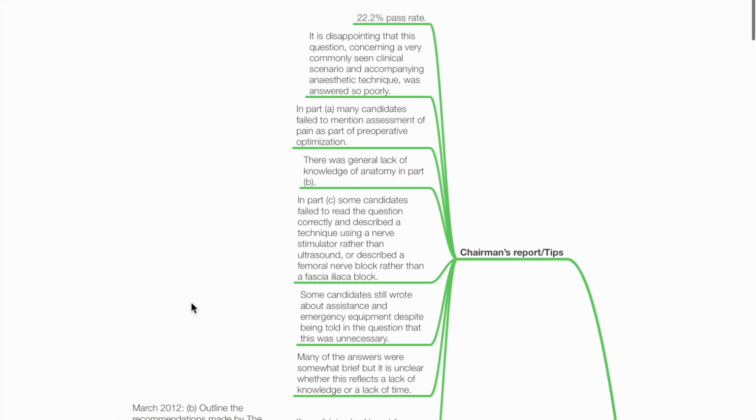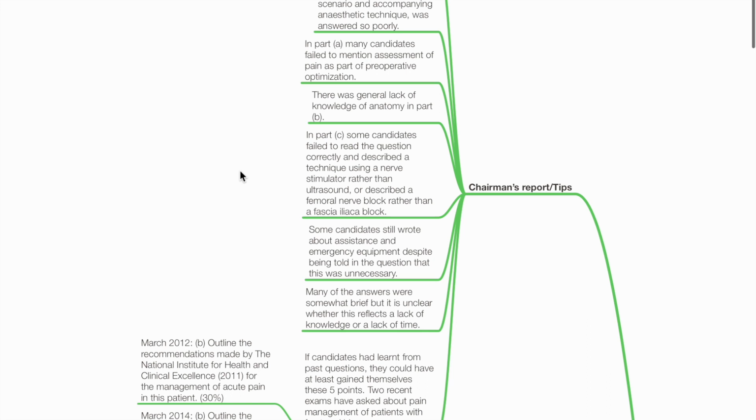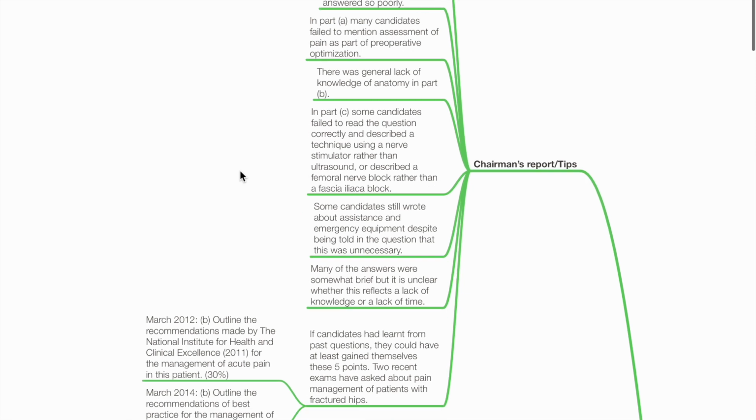Chairman's report, 22.2% pass rate. In Part A, many candidates failed to mention assessment of pain as part of pre-op optimization. There was general lack of knowledge of anatomy in Part B. In Part C, some candidates failed to answer the question correctly and described a technique using a nerve stimulator rather than ultrasound, or described a femoral nerve block rather than fascia iliaca block.